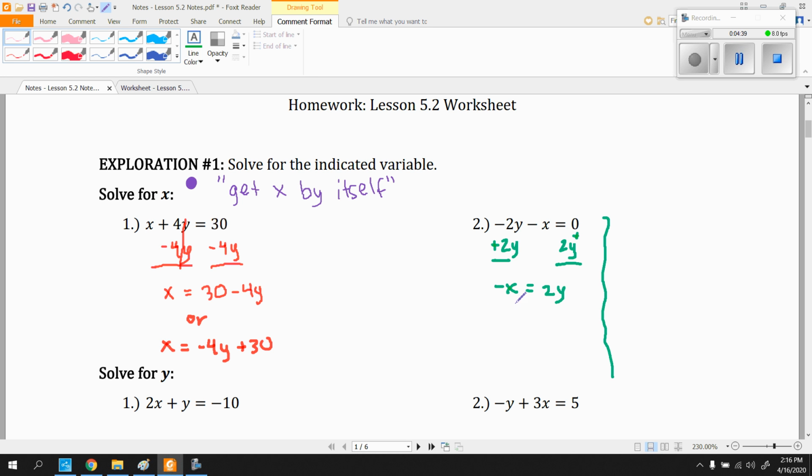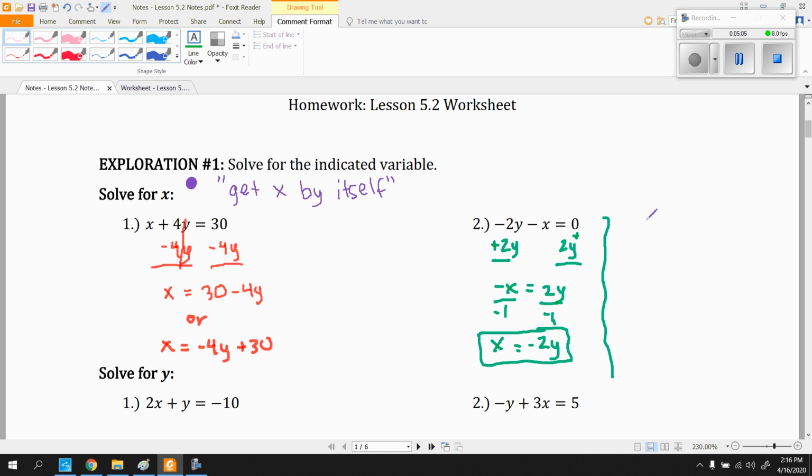Now the x isn't truly by itself, so I need to get rid of this little negative 1 that's in front of it. Most of us would divide by negative 1 to get the negatives to cancel and leave us with 2y divided by negative 1, which is equal to negative 2y. And I would say, there we go. The x is by itself, that was our goal. X is equal to negative 2y.